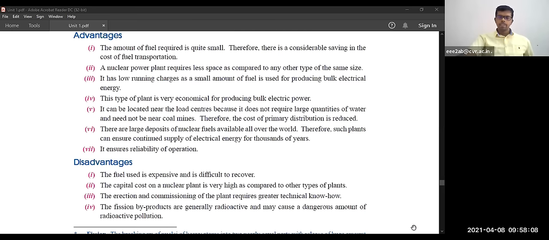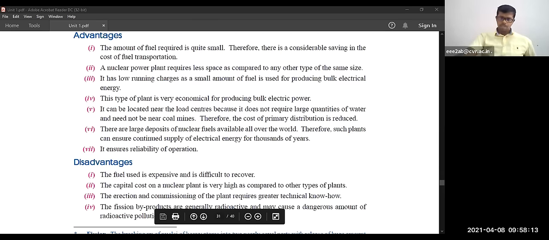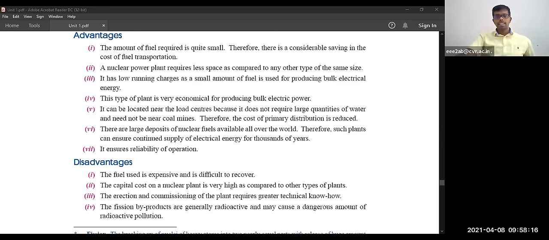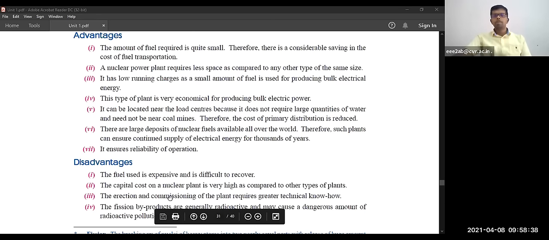Today we are living in 2021, so it will definitely take 5 years to construct, and erection and commissioning of the plant will also take more time. 4 years, 5 years it will take, and the capital cost you need to spend on a nuclear power plant is very high. So developing countries will rely on this. The capital cost is very high, so developed countries can easily construct, but developing countries need much more time.